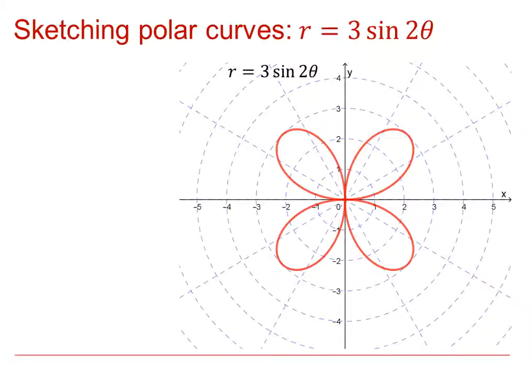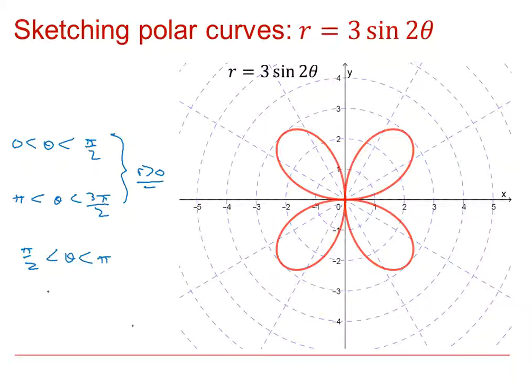So this is what the graph of r equals 3 sine 2 theta would look like if we did not distinguish between the positive and the negative values of r. But you should be aware that from theta is 0 to pi by 2, and from theta is pi up to 3 pi by 2, in those cases r was positive. And in the other cases, which is pi by 2 up to pi and 3 pi by 2 up to 2 pi, in those situations r would be negative.